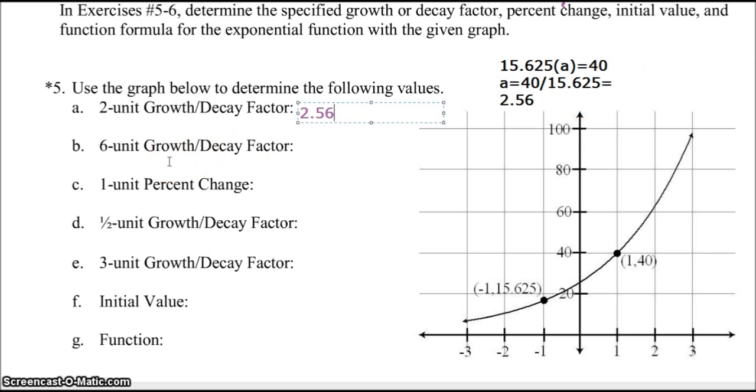Now the 6-unit growth factor, notice that 6 is just 2 times 3. All we have to do is take 2.56 and multiply it by itself 3 times, or cube it, and we get 16.78.